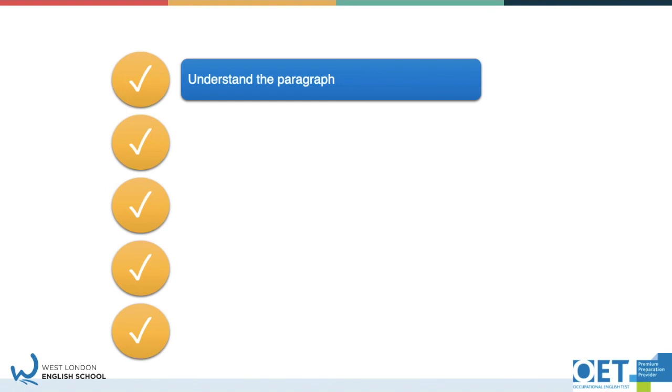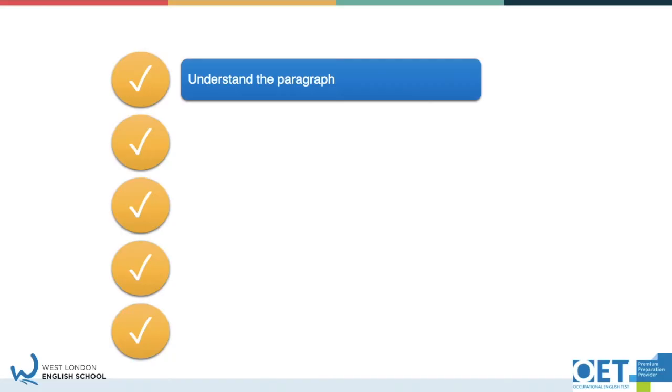Okay, so it's really important that you remember in the exam, you have to understand the paragraph. You can't just find a single sentence without reading around it. Remember those parts where we had the word it, and you have to read above that to make sure you have the right answer. It's not just a case of finding a synonym and thinking, oh yeah, that's the answer. You've got to understand everything around it in order to be able to get the correct answer.